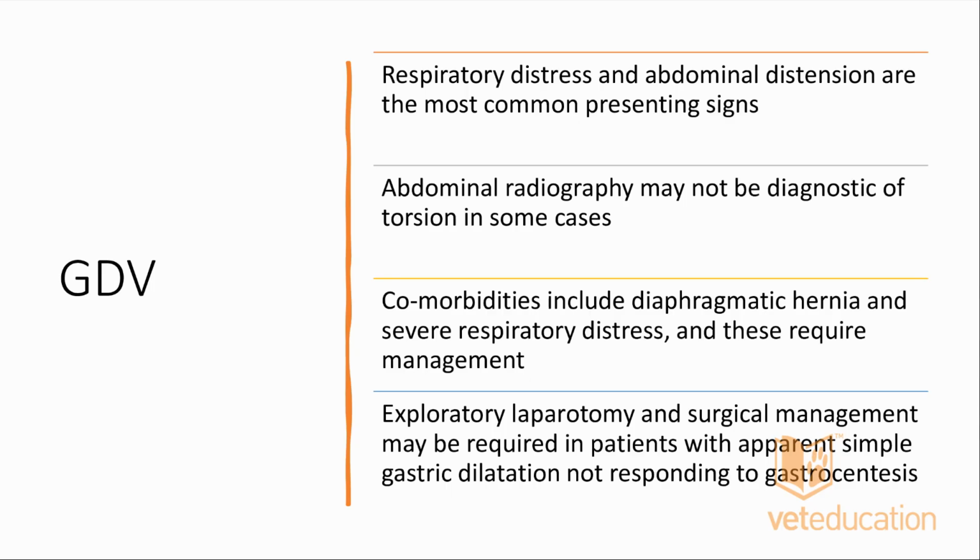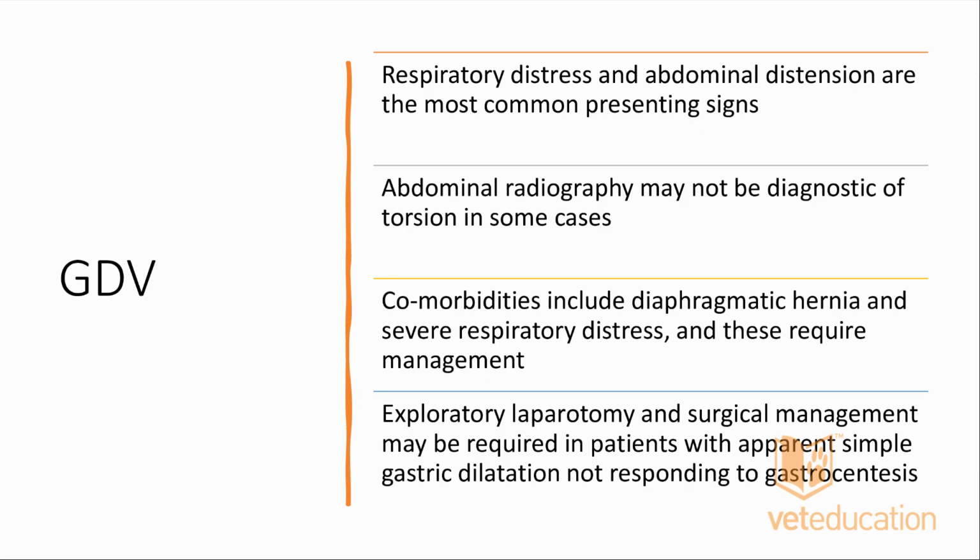Respiratory distress and abdominal distension are the most common presenting signs. So we just add GDV to our potential list of causes for cats with respiratory distress. Abdominal radiography may not be diagnostic of torsion in some cases. Some of these patients may have comorbidities.